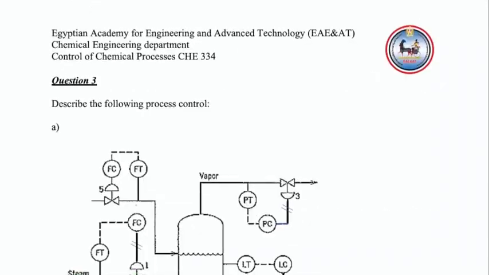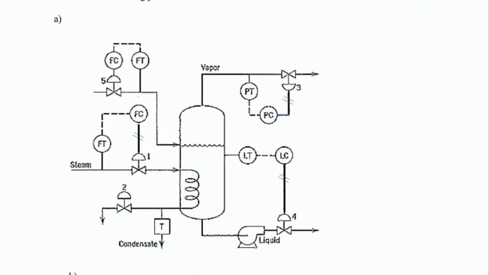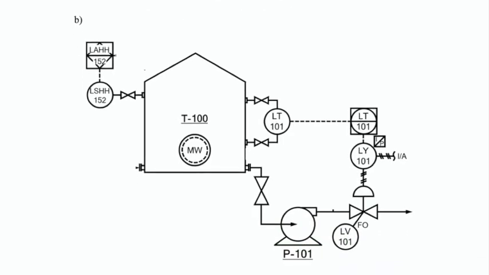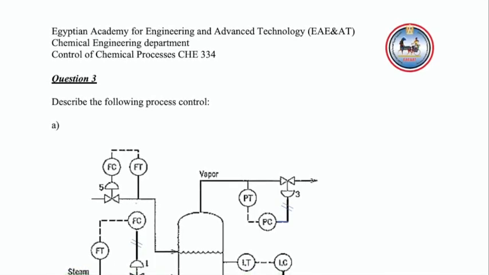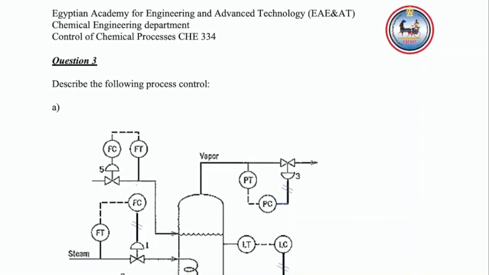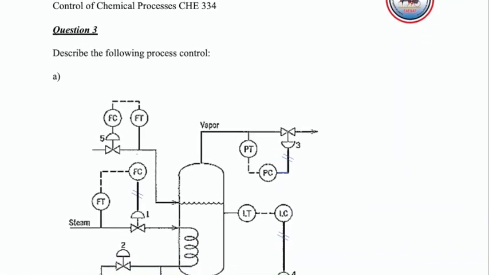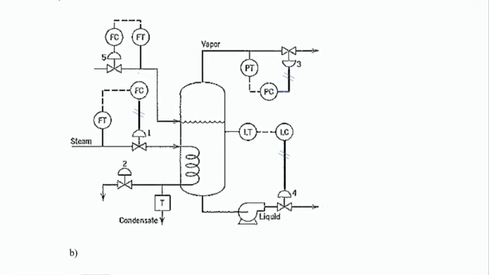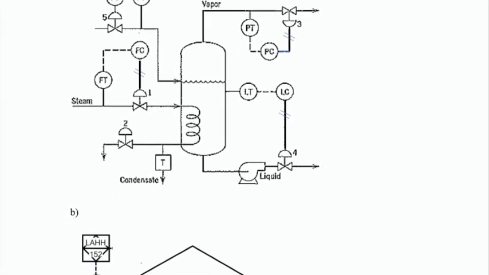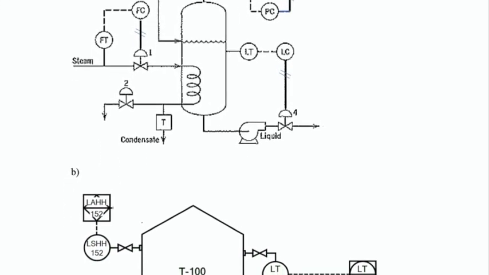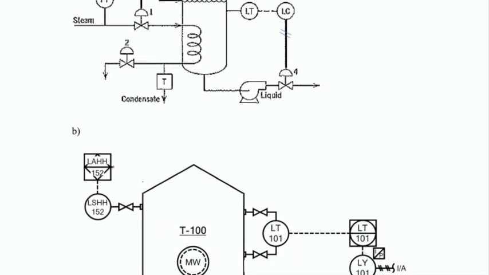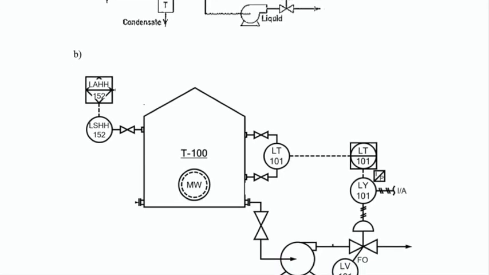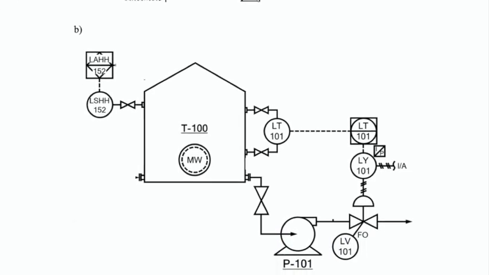The third one says describe the following process control. In this question you will find the control scheme drawn for you, and all you need is to describe the control, indicating the controlled variable, the manipulated variable and the disturbance, and saying what is happening in this control loop. Now I am going to solve some examples with you, and I will give you an assignment that needs to be submitted before next week.